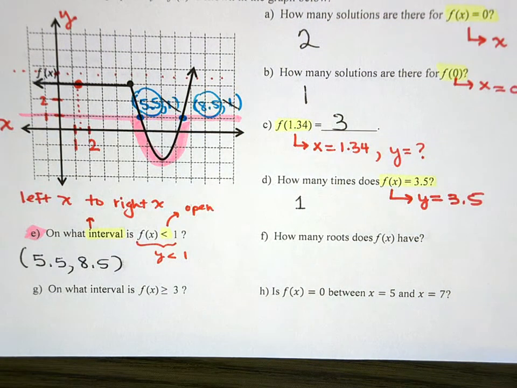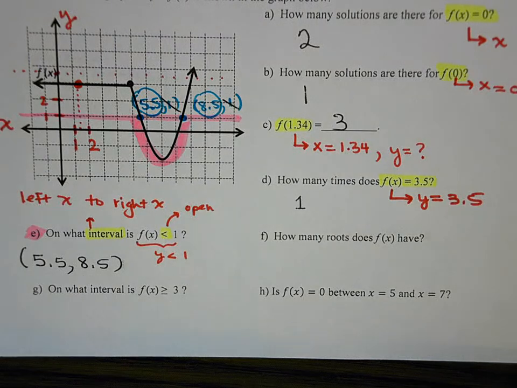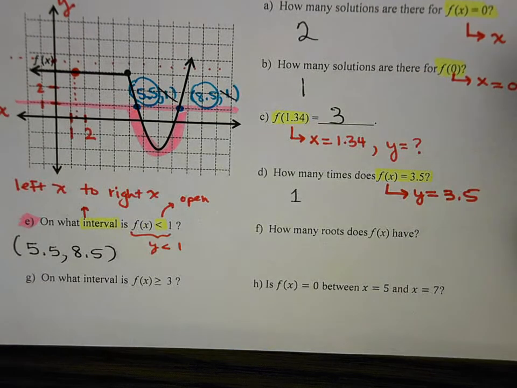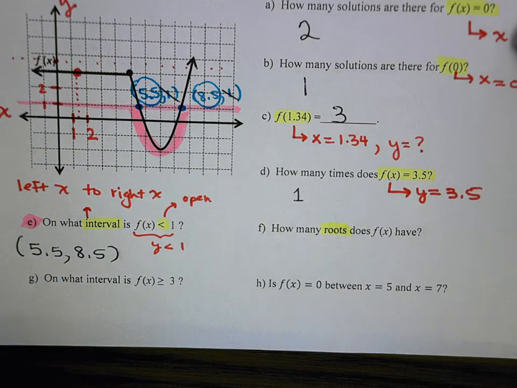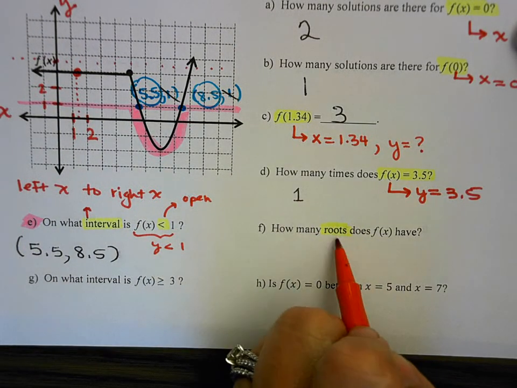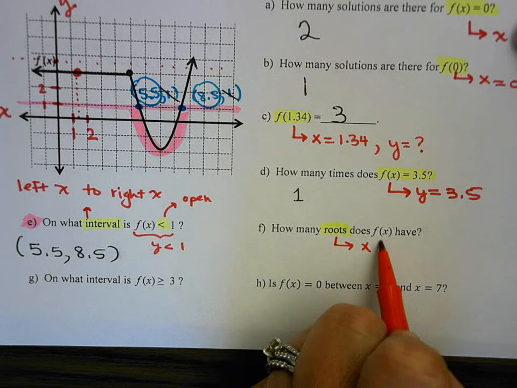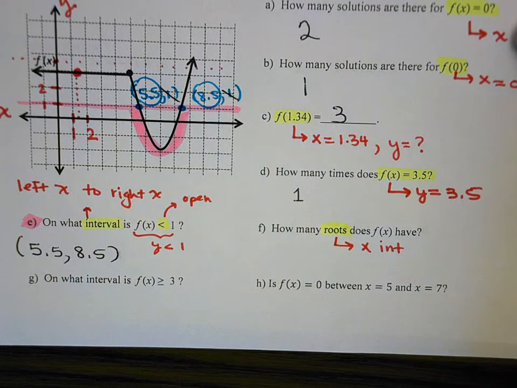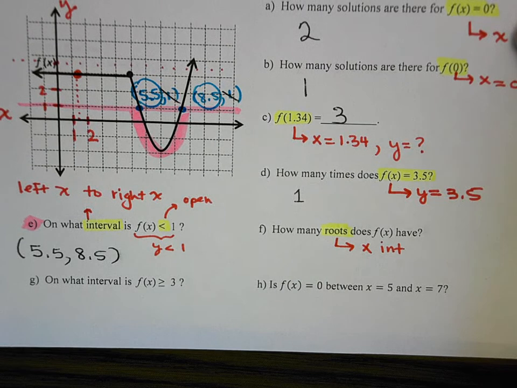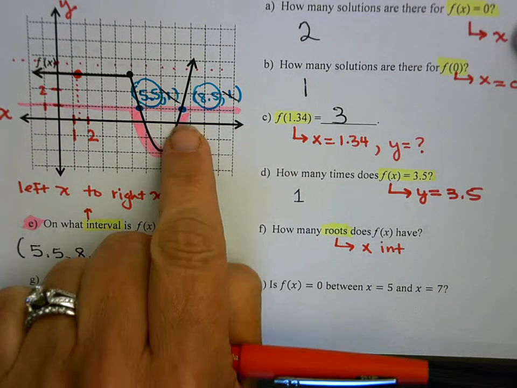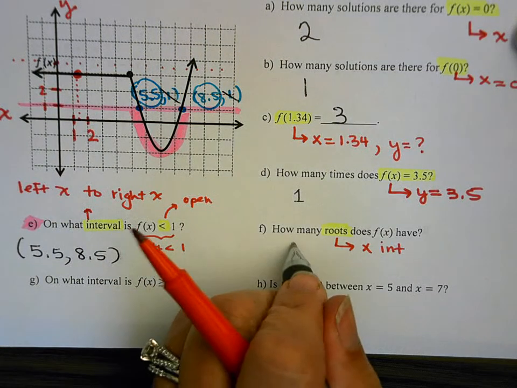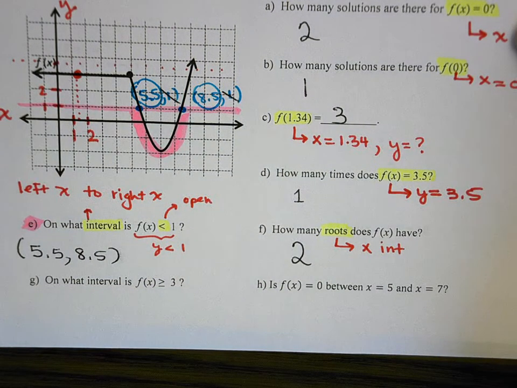Okay. All right, so for f, how many roots? If you forgot, look at the top of the page for your vocabulary review. But roots is synonymous with x-intercepts, right? So how many x-intercepts does f of x have? Here's the x-axis, so that would be 1, 2. So there would be 2 places where we have x-intercepts, which are also called roots.